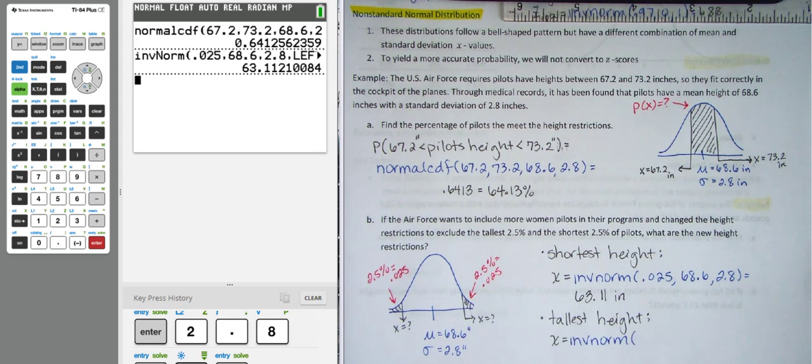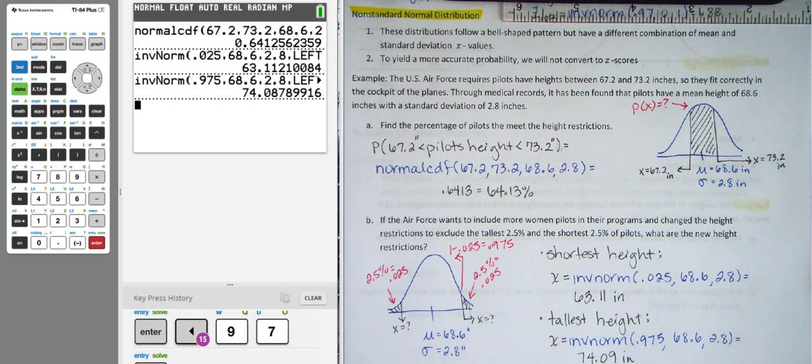For the tallest height, again, we're working with an x value and inverse norm. To find the area to the left that I need to use in my calculator feature, I need to think about the full 100%, or the probability equal to 1, and subtract off that probability or area to the right. So 1 minus 0.025 is 0.975. That gives us a new tallest height of 74.09 inches.